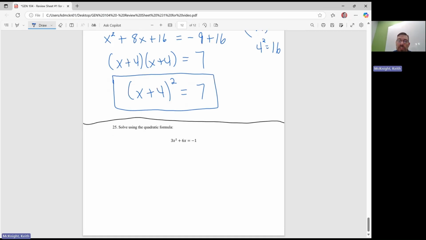Now, our last question here is using the quadratic formula. So again, this is one of those formulas you're going to need to know. For your test, you will have to use it at least once. You could use it more than once, but you have to use it once.